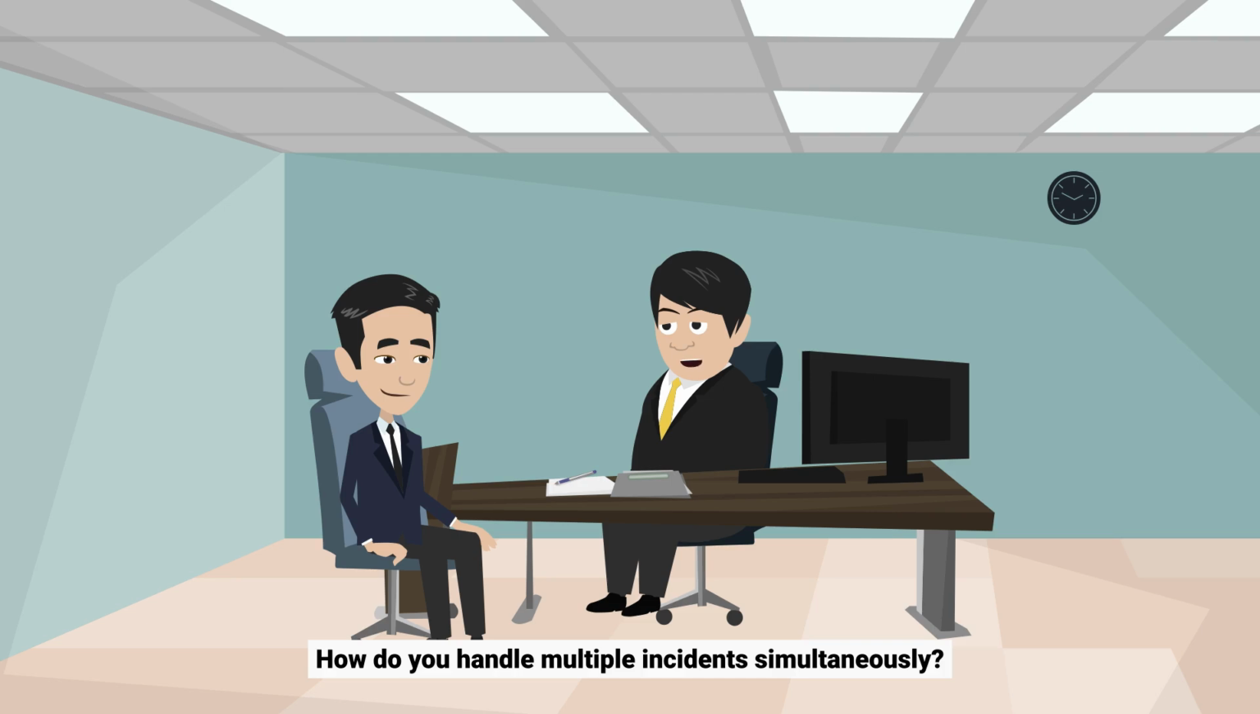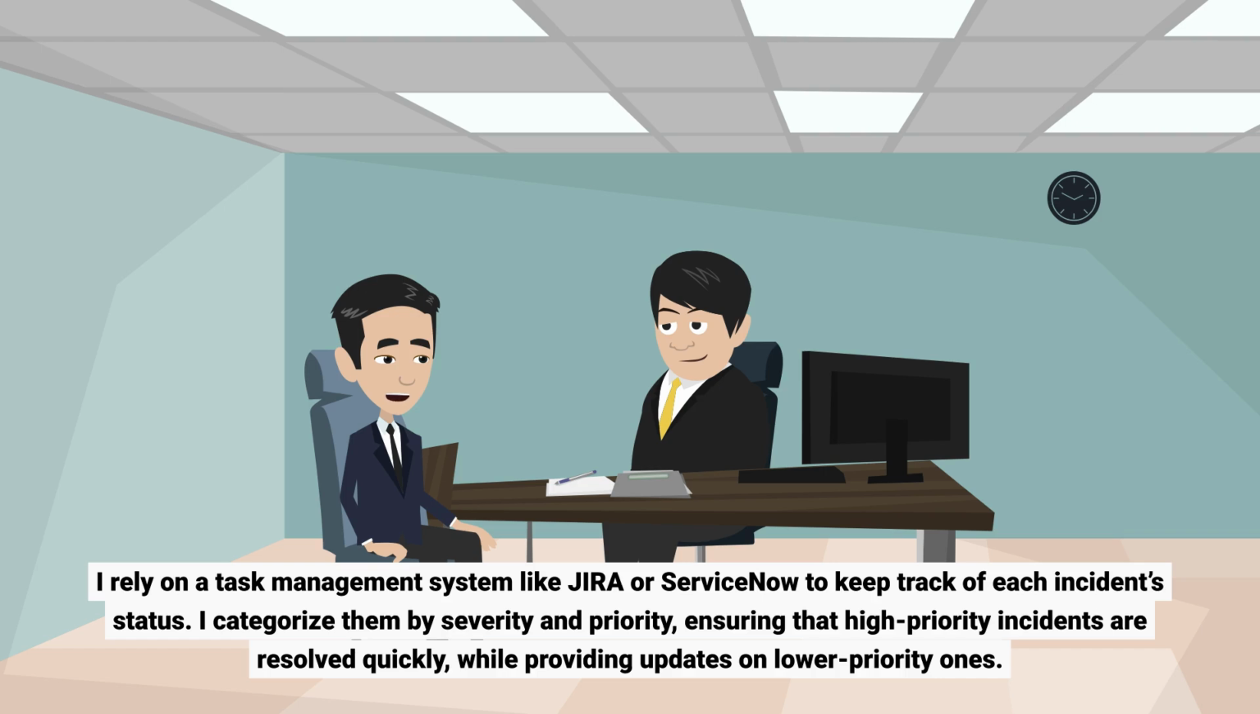How do you handle multiple incidents simultaneously? I rely on a task management system like Jira or ServiceNow to keep track of each incident status. I categorize them by severity and priority, ensuring that high-priority incidents are resolved quickly while providing updates on lower-priority ones.